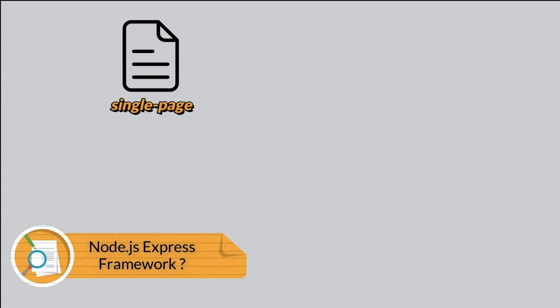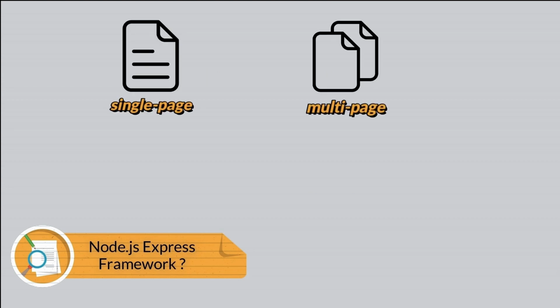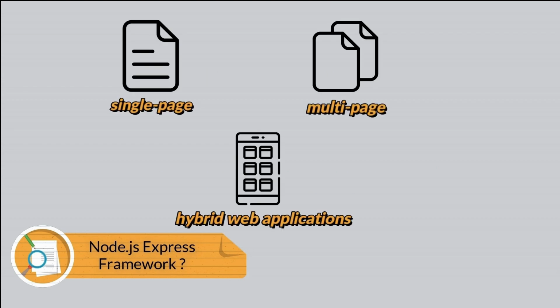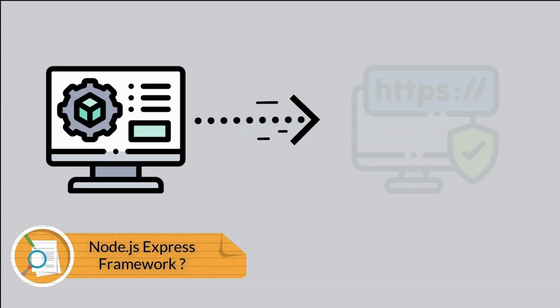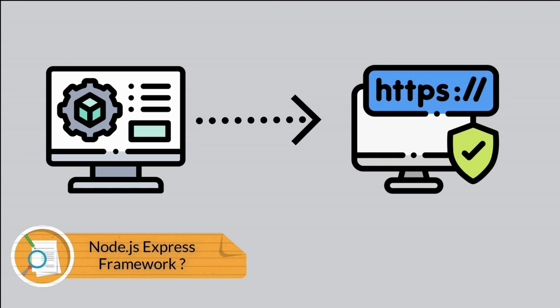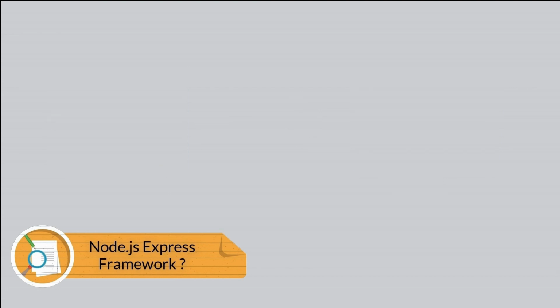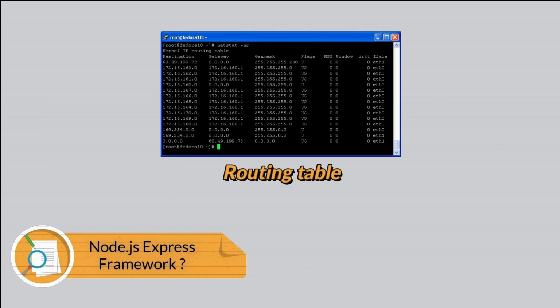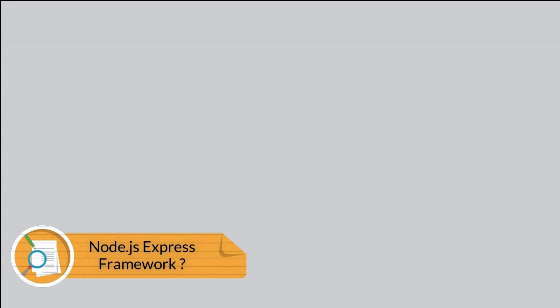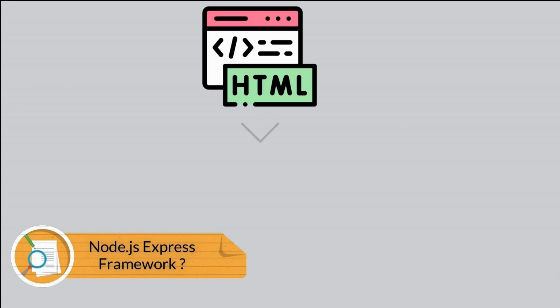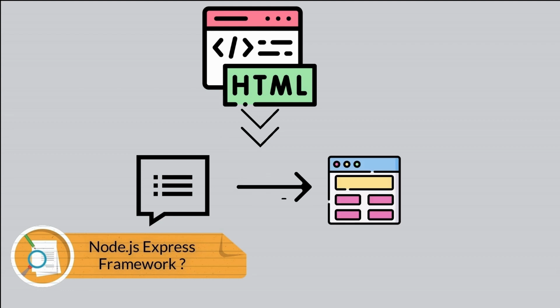The Node.js Express Framework. It can be used to design single-page, multi-page, and hybrid web applications. It allows the user to set up middlewares to respond to HTTP requests. Not only that, but it also defines a routing table which is used to perform different actions based on the HTTP method and URL. Finally, it allows dynamically rendering HTML pages based on passing arguments to templates.